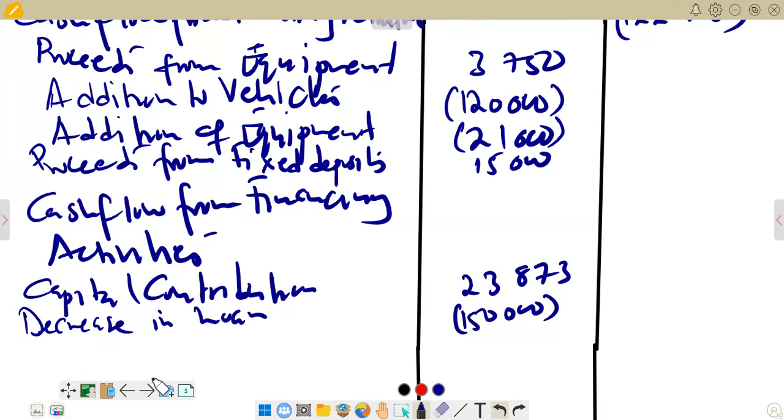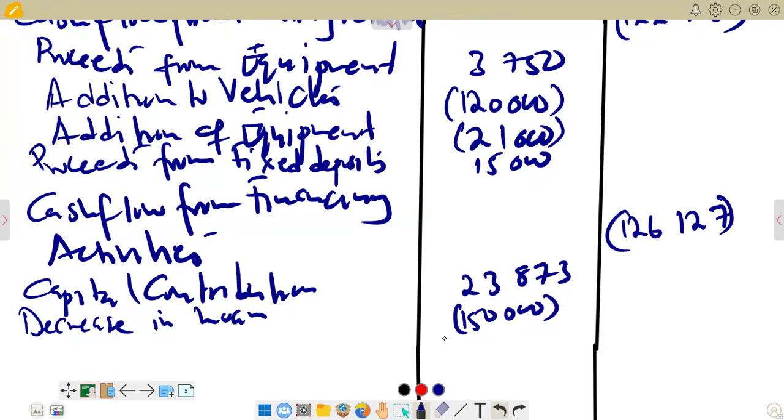Right. So if you say 26,873 minus 150,000, you're going to get a negative 126,127. So this is a negative. So this is what we have.